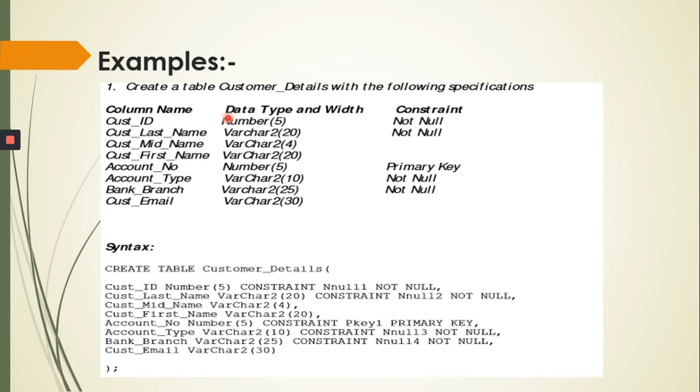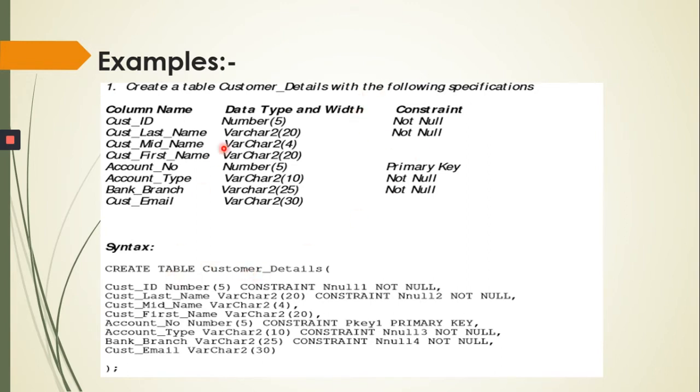If they only gave us create a table customer details, that's all, then we can add column names according to our own perspective. But in this example they gave this specification, so we have to follow it. Suppose they only gave create the table customer details, then we can choose any column name and any size and data type for the columns. Now they gave the specification, so we use it to write the query.